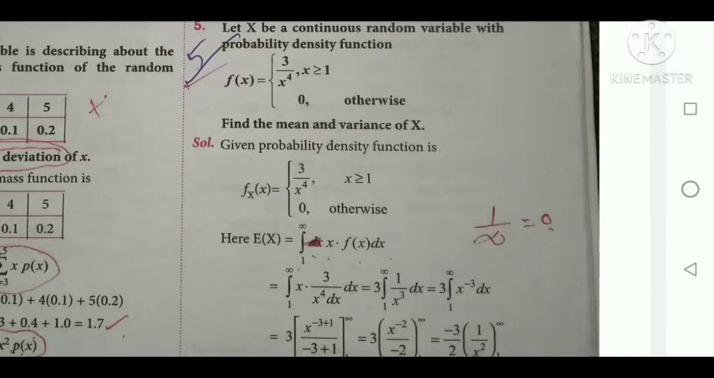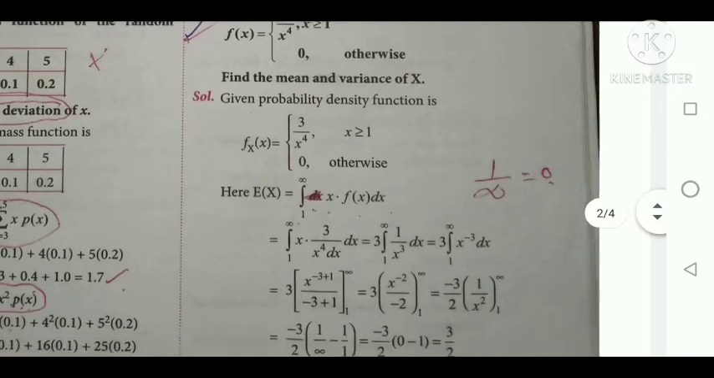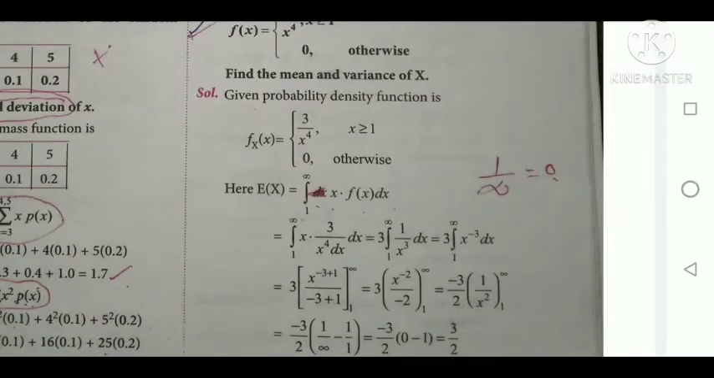So after integrating, we first cancel x and x power 4. We are getting 1 by x cube. So 1 by x cube is integrated. We are getting x power minus 3 plus 1 divided by minus 3 plus 1. It is x power minus 2 divided by minus 2. The integration limits are 1 to infinity.